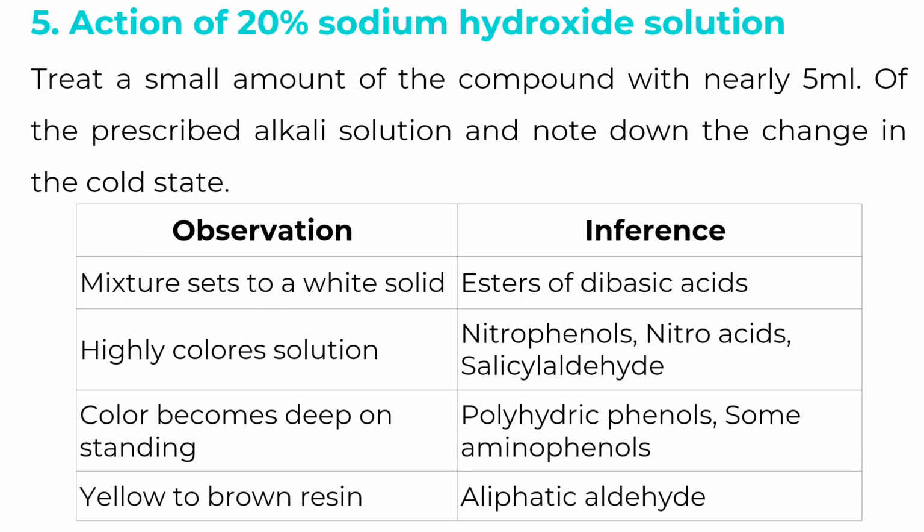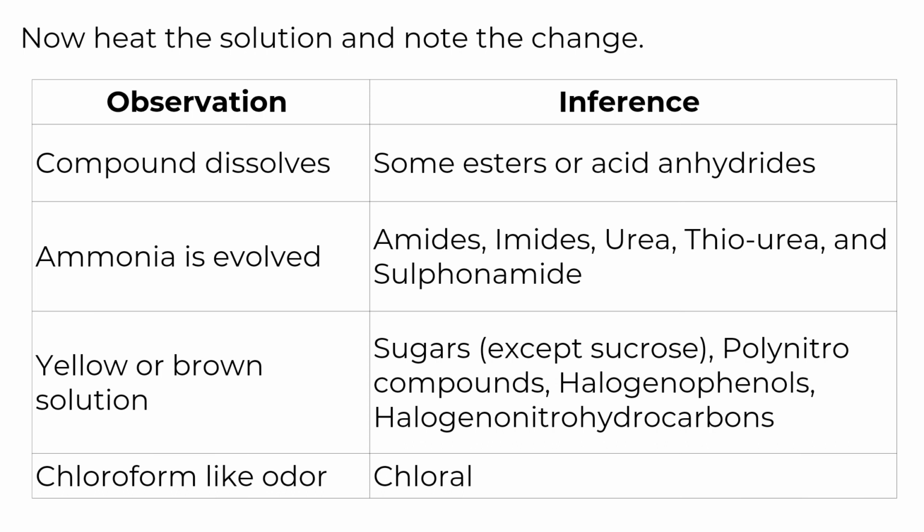5. Action of 20% sodium hydroxide solution. Treat a small amount of the compound with nearly 5 ml of the prescribed alkali solution and note down the change in the cold state. Observation, inference. Mixture sets to a white solid: esters of dibasic acids. Highly colored solution: nitrophenols, nitro acids, salicylaldehyde. Color becomes deep on standing: polyhydric phenols, some aminophenols. Yellow to brown resin: aliphatic aldehyde.